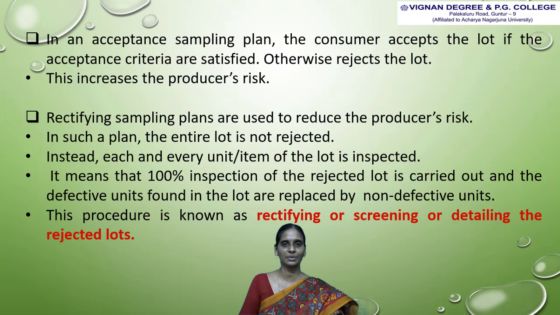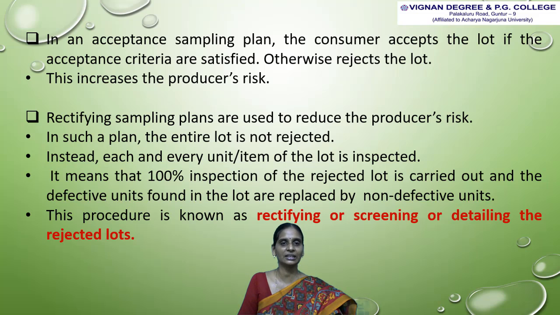In an acceptance sampling plan, the consumer accepts the lot if the acceptance criteria are satisfied. Otherwise, the lot is rejected, so this increases the producer's risk. Rectifying sampling plans are used to reduce the producer's risk. In such a plan, the entire lot is not rejected. Instead, each and every unit or item of the lot is inspected.